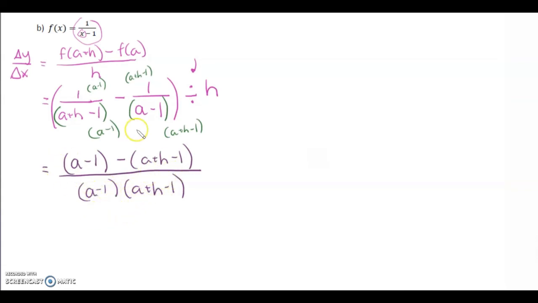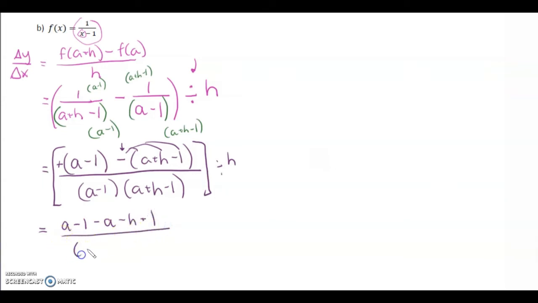Okay, and don't cancel out either of these denominators. We want them, that's the whole purpose. We want a common denominator, and also we have a negative sign between the two terms in the numerator, so we can't just cancel out the denominators. Okay, and that's going to be divided by h. Let's go ahead and distribute this negative sign into the second bracket. And because there is technically a positive sign in front of the a minus 1, we can go ahead and drop the brackets there. So a minus 1 minus a minus h plus 1, all over our common denominator.